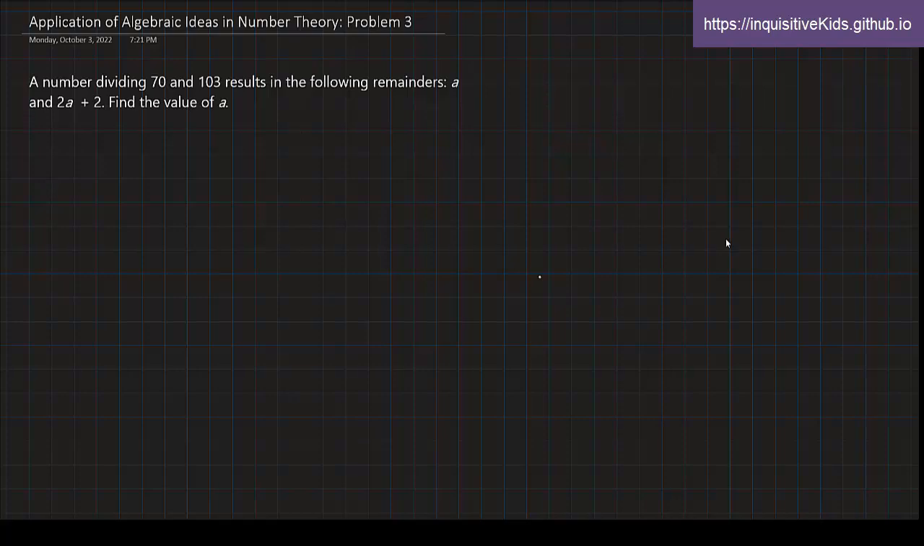Problem 3. A number dividing 70 and 103 results in the following remainders: a and 2a plus 2. So we're being asked, what is the value of a?